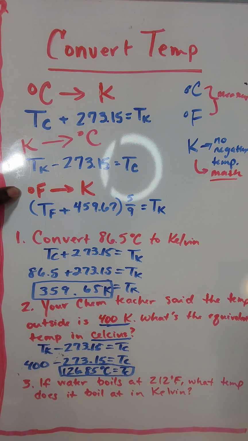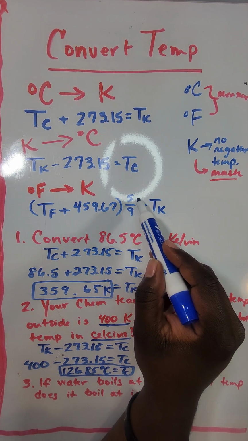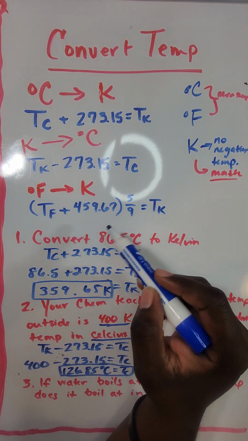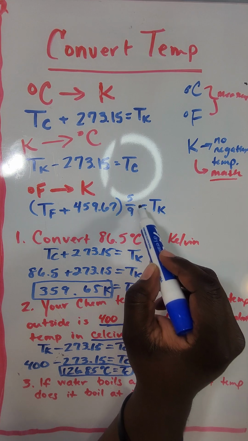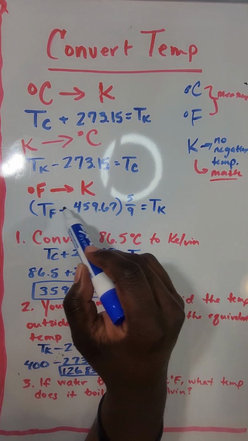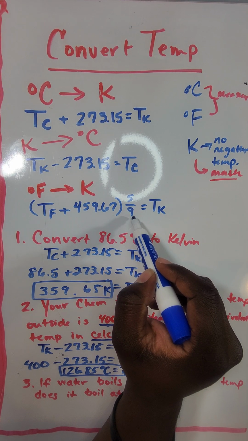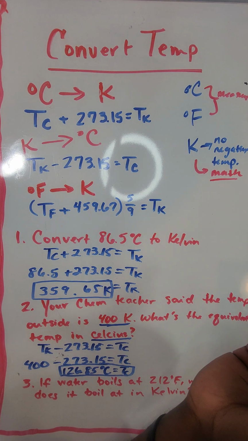Now, what if it gives me Fahrenheit? If it gives me Fahrenheit and asks me to go to Kelvin, then it's a different formula. Instead of just adding and subtracting, you're going to add and then multiply by a fraction, but that's not a problem. You can do this 2 ways in your calculator. Either you can put the 5/9 in parentheses, or you can just multiply by 5 and then divide by 9. It's the same thing, because that's how math works.